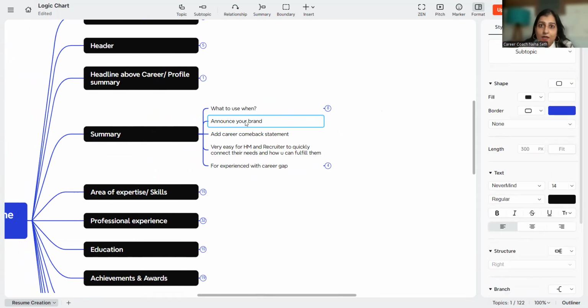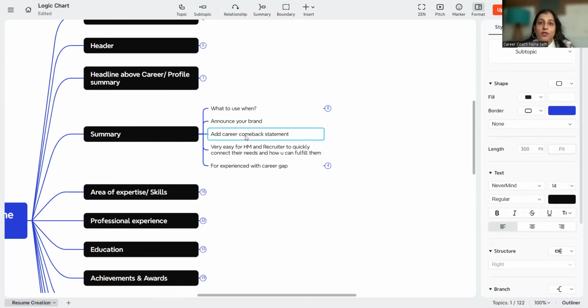Now, in the professional summary or in the career profile, you should be announcing your brand, which means that I always talk about in my day two, in my day three, that you have to build your brand, you have to build your visibility, and your unique brand should be placed in the career summary.